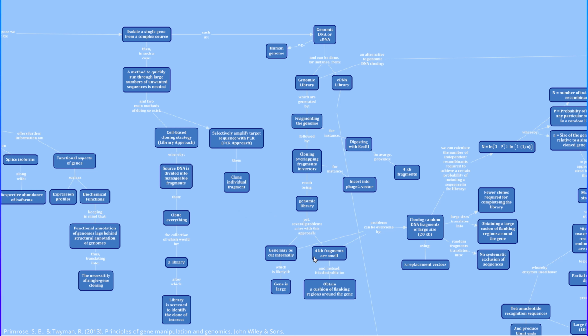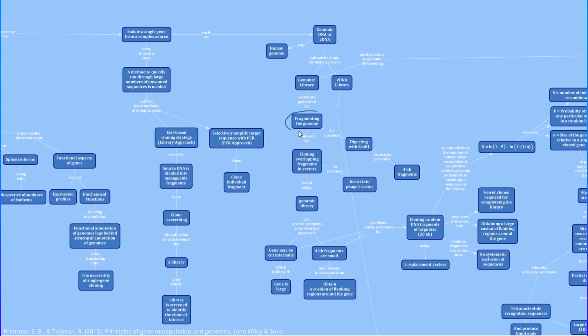Another problem that can happen is that you can have fragments that are small, and you want to obtain a cushion of flanking regions around the gene. The problem is that if you don't have cushions around the gene, then this can cause problems. What we ideally want is, first of all, that the gene is not cleaved internally, but also we want a cushion around the gene when we're generating a genomic library.